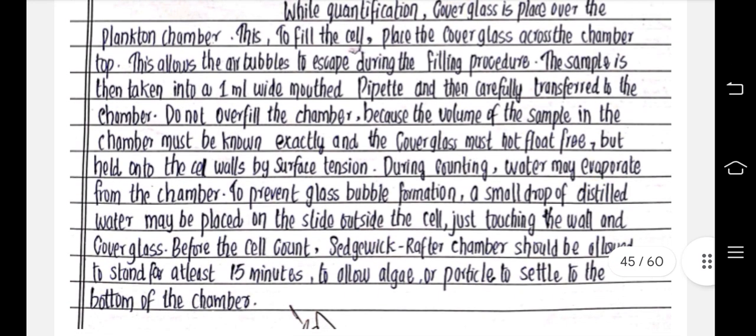The sample is then taken into a 1 ml wide mouth pipette and carefully transferred to the chamber. Do not overfill the chamber, because the volume of the sample in this chamber must be known exactly, and the cover glass must not float free but be held onto the cell walls by surface tension. During counting, water may evaporate from the chamber. To prevent gas bubble formation, a small drop of distilled water may be placed on the slide along the cell, just touching the wall and cover glass.